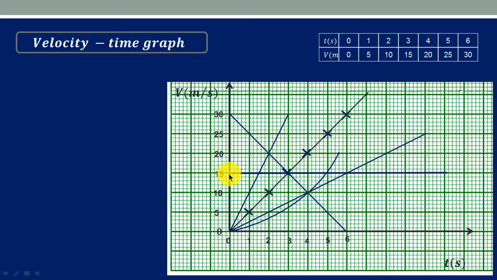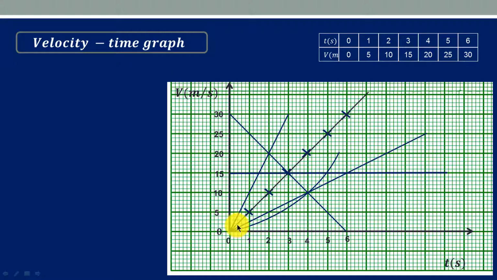Let's consider the last graph, which is this one here. In this graph, definitely we can see that the velocity is not changing. The initial velocity was 15 meters per second. After 1 second, it is still 15 meters per second. After another 1 second, it is still 15 meters per second. So this is how we can tell that this object is moving with uniform velocity. Uniform velocity, that is constant velocity. For the other graphs, the velocity is changing. But here it is not changing. It remains 15, 15, 15 throughout.